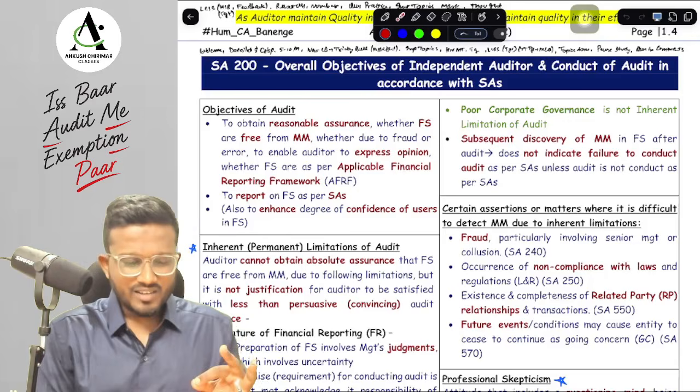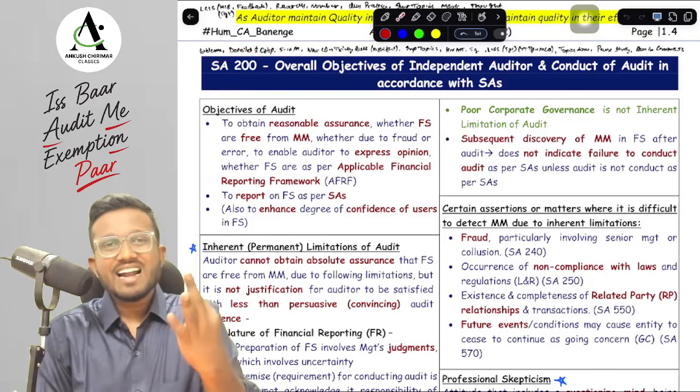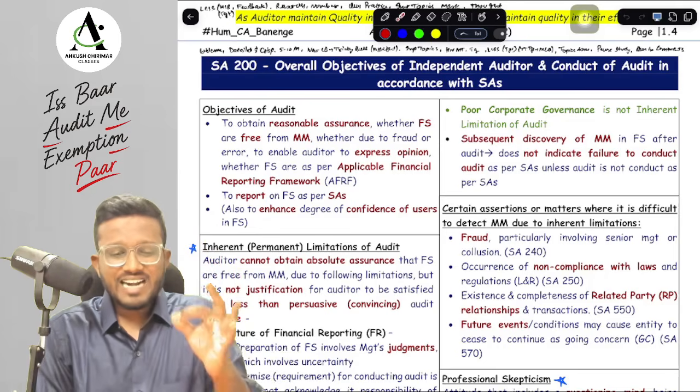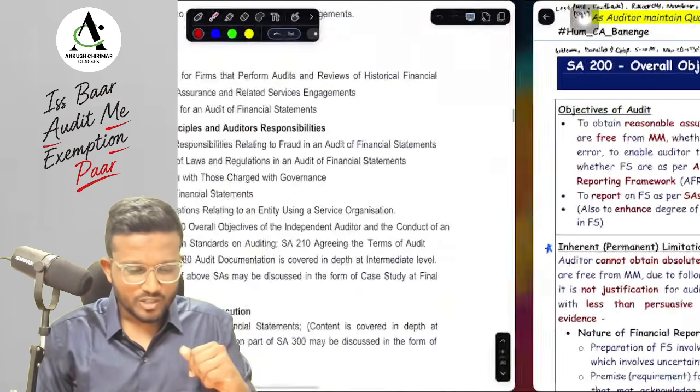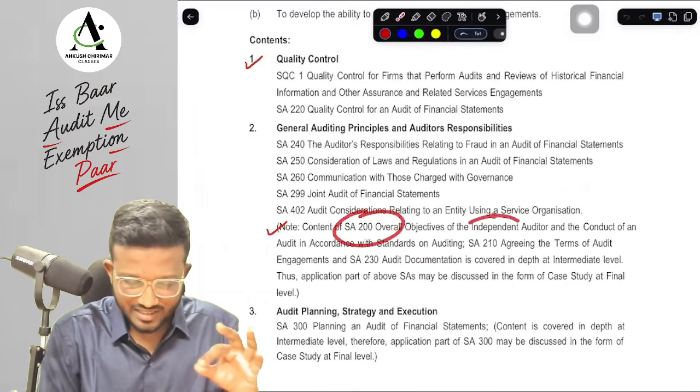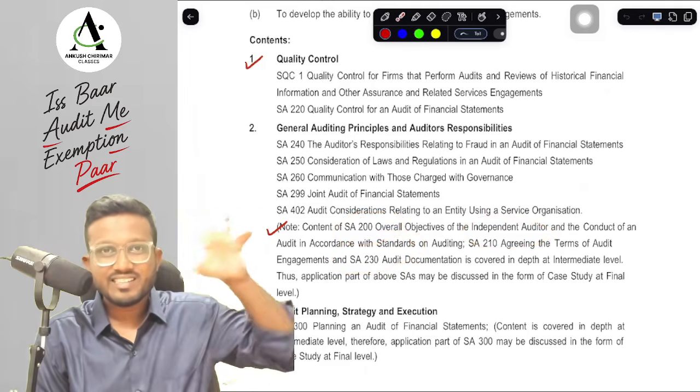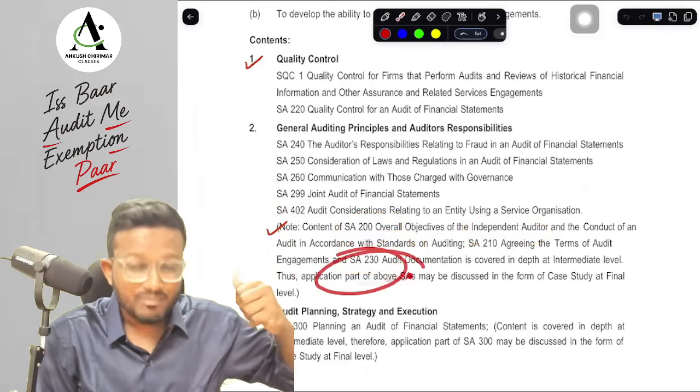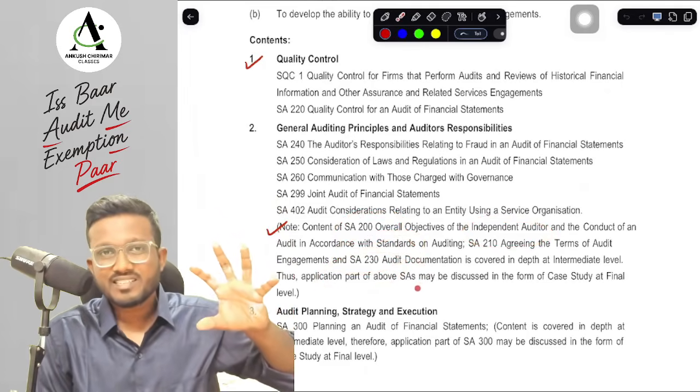Today we are going to cover SA 200, SA 210 and SA 230 in a very detailed and crisp manner. Let me tell you first regarding these three standards. About these three standards, ICAI says that they are already discussed in detail in your CA Intermediate level. The application part of the above standards will only be discussed at your CA Final level.